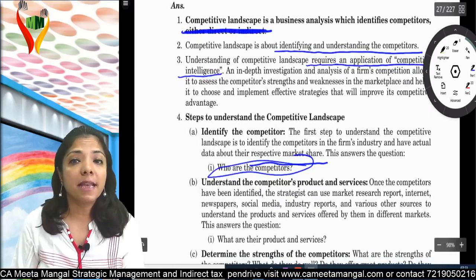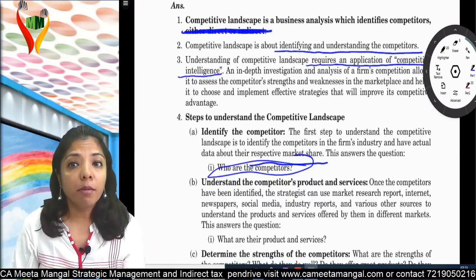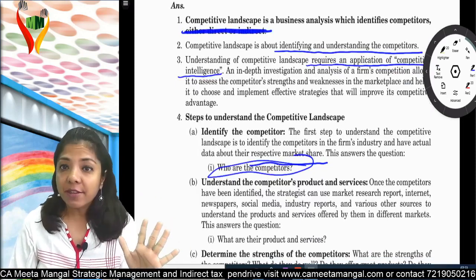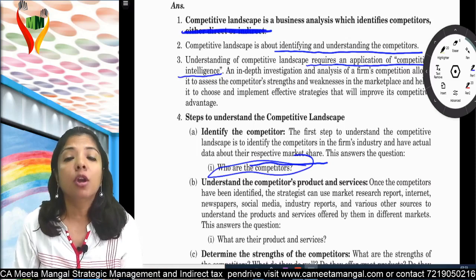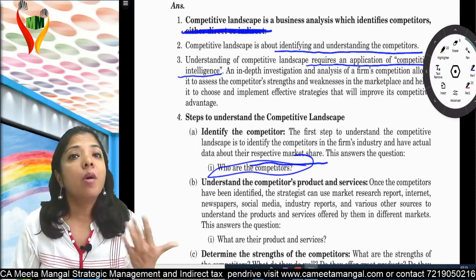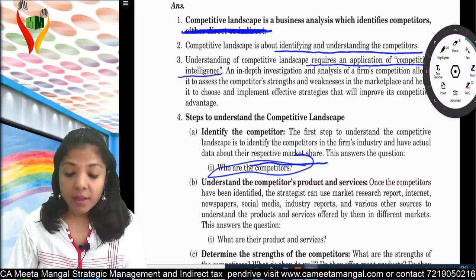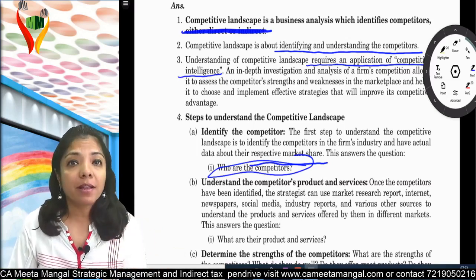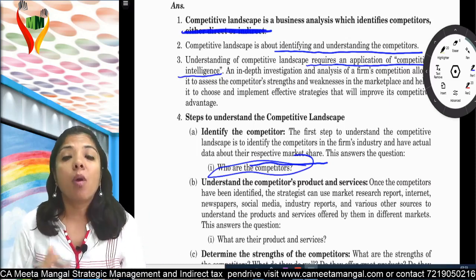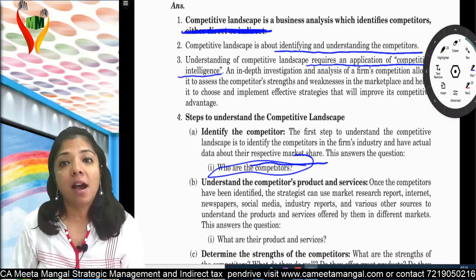Now, how many steps are there to understand the competitors or competitive landscape? There are 5 steps. First step is identify your competitors. See who all are your competitors, how strong they are, how weak they are. You should be aware of the market share. Second, understand the competitors' product and services. See what product and services they are offering, what is making them more powerful, what customers are liking in their product and in their services.